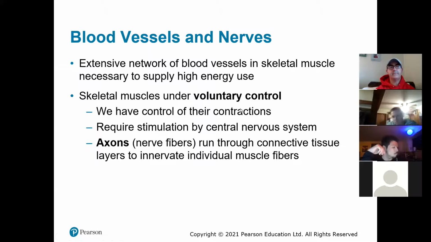We'll also see that because these skeletal muscles are under voluntary control, that means they need to be stimulated by our central nervous system. We need to have some connection from our brain to each of those skeletal muscles. And so we have axons, these nerve fibers that run through the connective tissues, and they actually attach to the muscle cells so that we can get a tiny little electrical signal from our brain to our muscle, telling that muscle to contract.